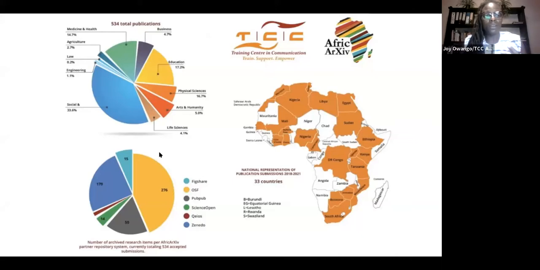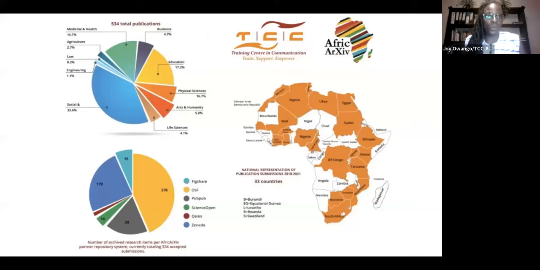Out of this, the bulk of the research, 33% of the outputs that we've received, are from social sciences, followed by education, physical sciences, and arts and humanities, then the medical and health sciences, agricultural sciences, and engineering. And the reality is that they're already using other preprint repositories. So this is not new, but it's encouraging African researchers to use what is within the continent, because we are trying to create a situation whereby African researchers have a platform where they can put their research output. Anyone from outside the continent doing research on Africa can put their work on the platform.